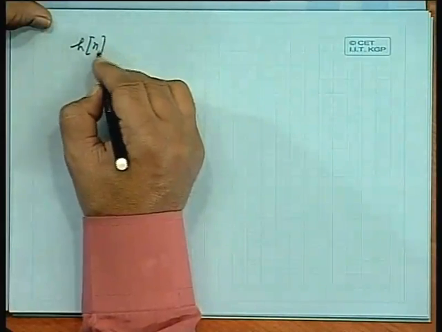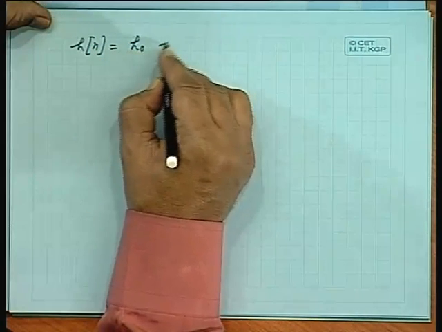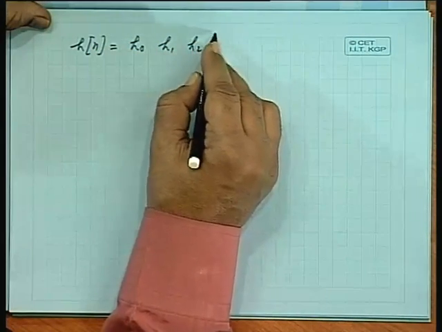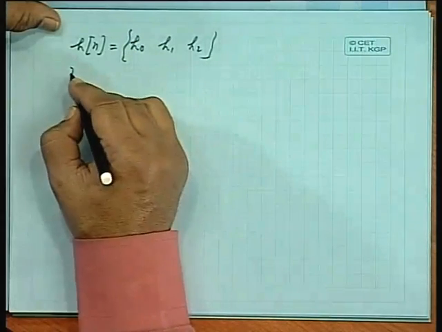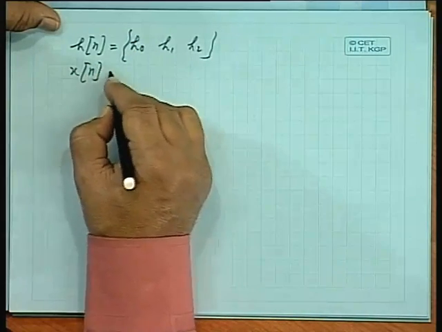So, let us take a very simple example, h n given as h0, h1, h2. I am taking small sequences for convenience. You can try with any other sequence.